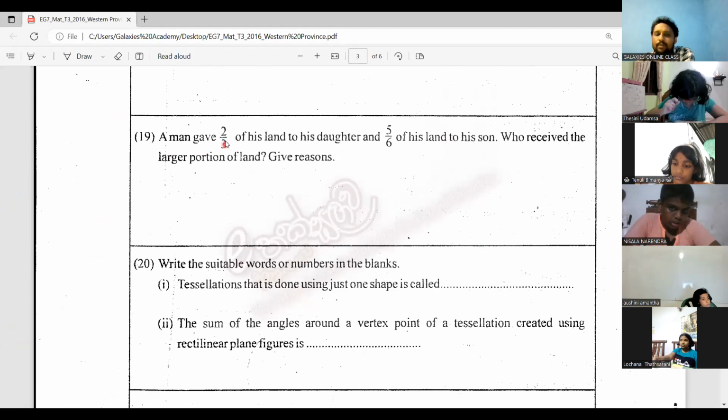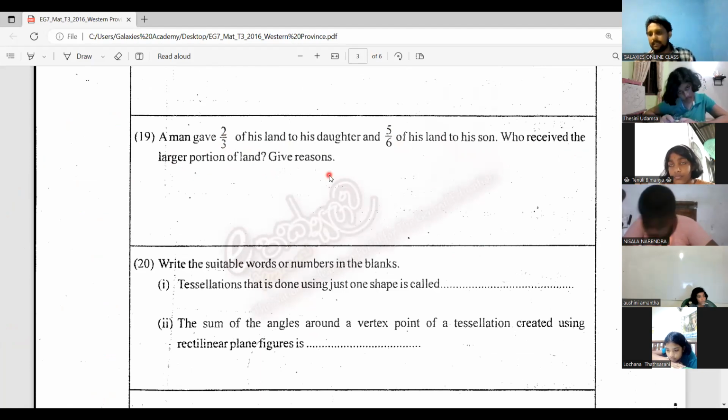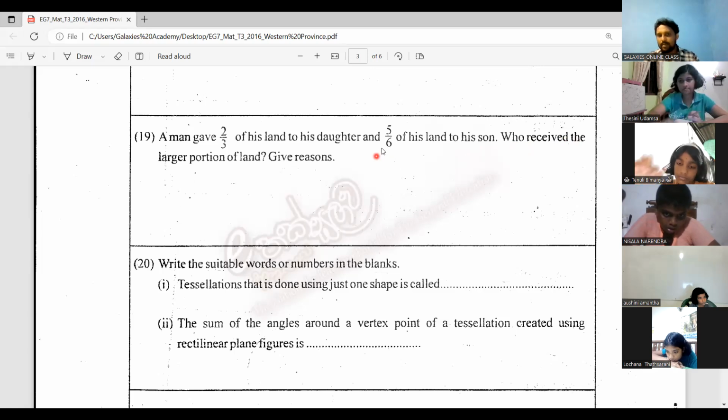A man gave 2/3 of his land to his daughter and 5/6 of his land to his son. Who received the larger portion of land? Give reason. I will keep the space to write the first part of the answer. That means who received the larger portion of land. Your answer should be son or daughter, no? Right. Let's see which one. You have to compare these two first. Give reason means compare.